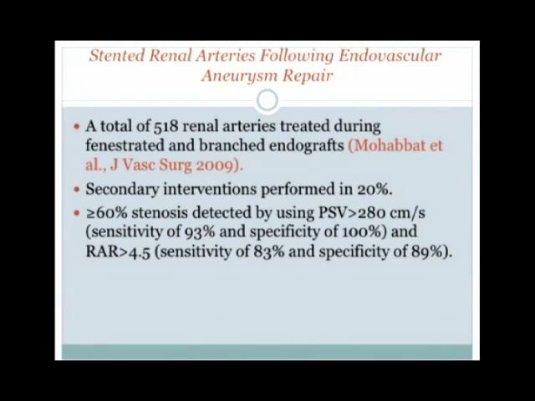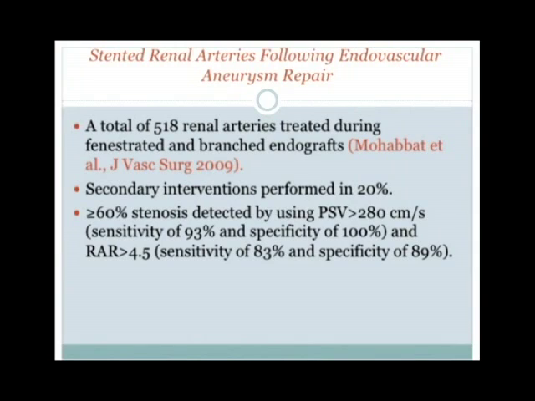our country and elsewhere, there was a group out of the Cleveland Clinic that actually looked at the renal arteries that were stented with these fenestrated grafts, specifically looking at the reintervention rates and also predicting stenosis. Now, granted, the majority of these obviously are done not necessarily for stenosis in the renal arteries, but because they're treating aneurysms. They found that out of this group of patients on 518 renal arteries that were intervened on, there was a 20% secondary intervention rate.